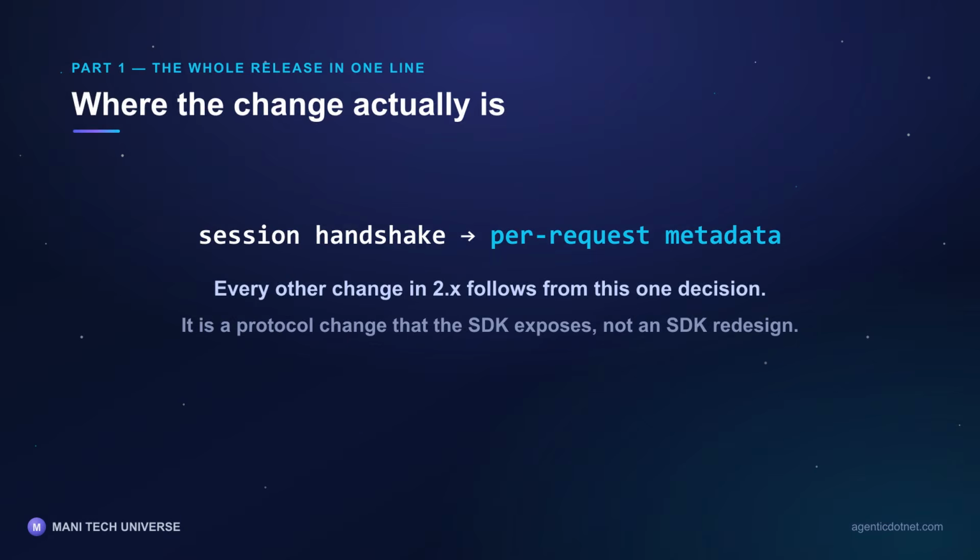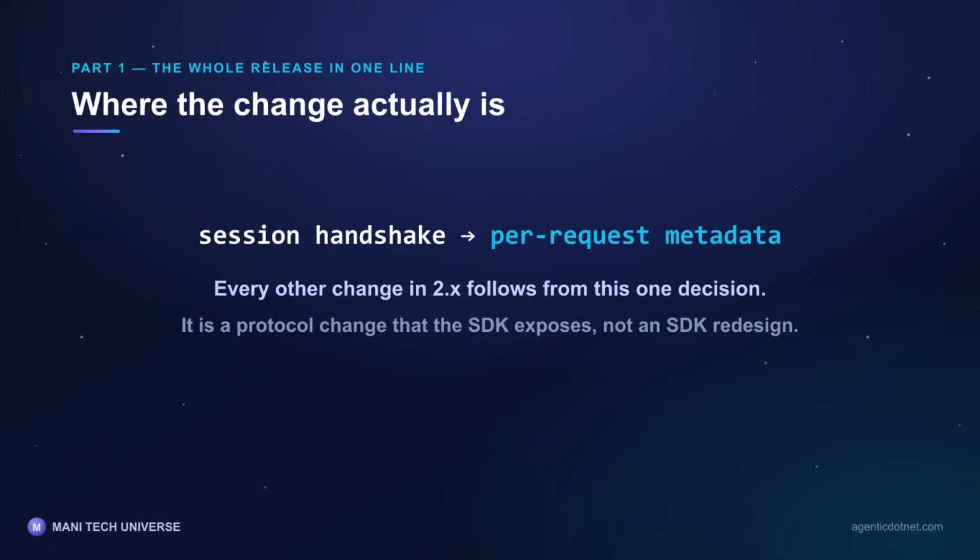Here is the whole release in one sentence. MCP moved from a session handshake to per request metadata. That's it. In version 1, a client called initialize once. The server created a session, and that session remembered who you were and what you could do. In version 2, the newest protocol revision throws that away. Every single request carries its own protocol version, its own client info, and its own capabilities.